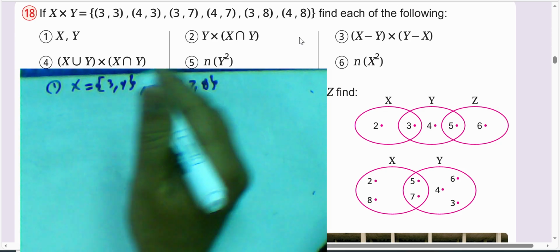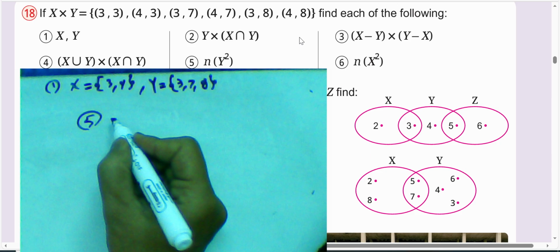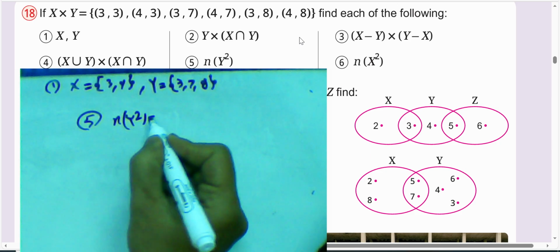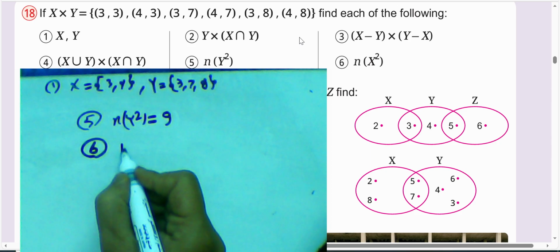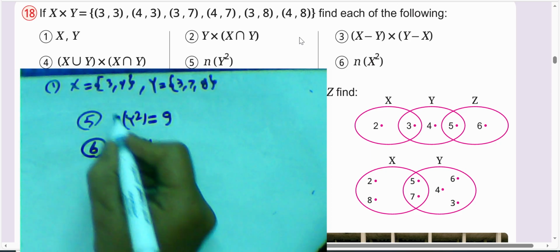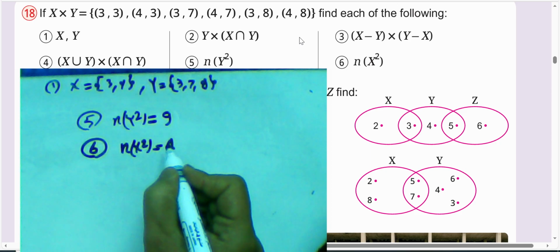Okay, next question number 5. The number of y squared. Y has 3 elements, 3 power 2, it will be 9. Number 6, n of x squared. X has 2 elements, 2 power 2, it will be 4.